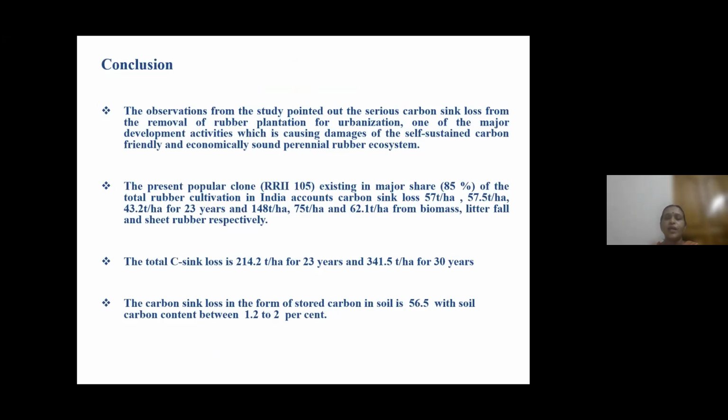And the present popular clone, RRII 105, which has a major share, that is 85% of the total rubber cultivation in India, counts a carbon sink loss of 57.5 ton per hectare, 43.2 ton per hectare for 23 years, and 148 ton per hectare, 75 ton per hectare, and 62.1 ton per hectare from biomass, litter fall, and sheet rubber respectively. The total carbon sink loss is 214.2 ton per hectare for 23 years and 341.5 ton per hectare for 30 years. The carbon sink loss in the form of stored carbon in soil is 56.5, with soil carbon content between 1.2 to 2%.